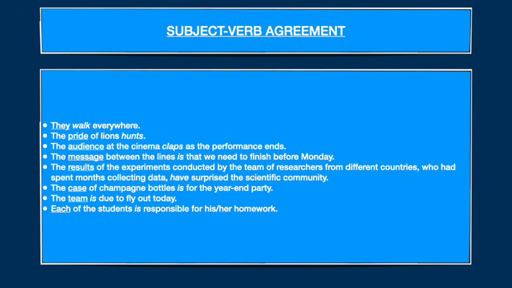And the last one is one that I think people, when we speak, even when I speak, I make this error all the time, is each. So each of the students, we're talking singular over here. Therefore, it should be is responsible. Each of the students is responsible for his or her homework.